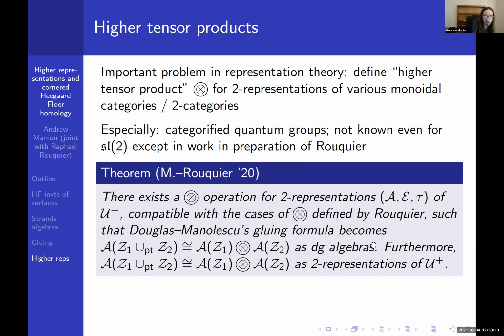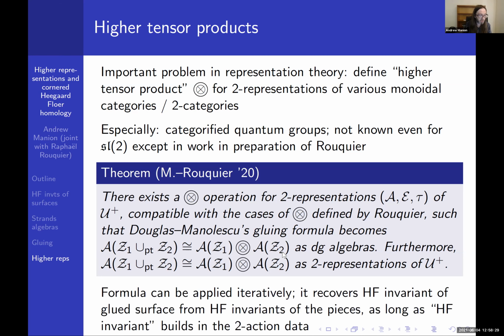And then, once we have this, there's a natural further thing you can prove, that this is not just true as DJ algebras, but this is true also with respect to the higher structure that you have on both sides. So that now I can apply this iteratively. So it tells you how to build the extra MK and NK bimodules for the glued together thing.